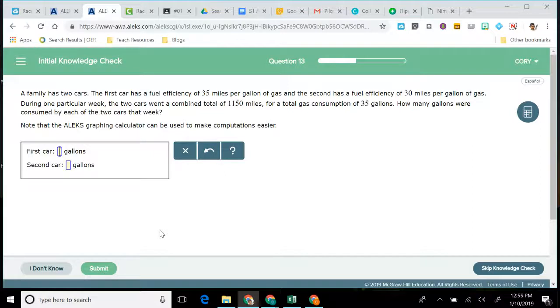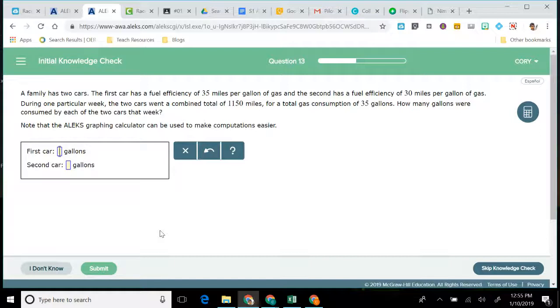Okay, so 2 cars, fuel efficiency, okay. They went a total of 1,150 miles. So this is a system. We consumed 35 gallons. So I got to write 2 equations. There's the first car, gallons, and the second car, miles. So if I do miles, it's car 1, so I'll use C1 plus C2. And that's going to be 35 times G, because that's the number of gallons.